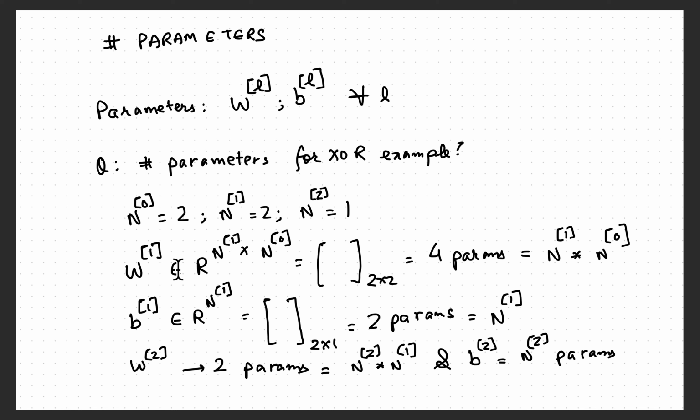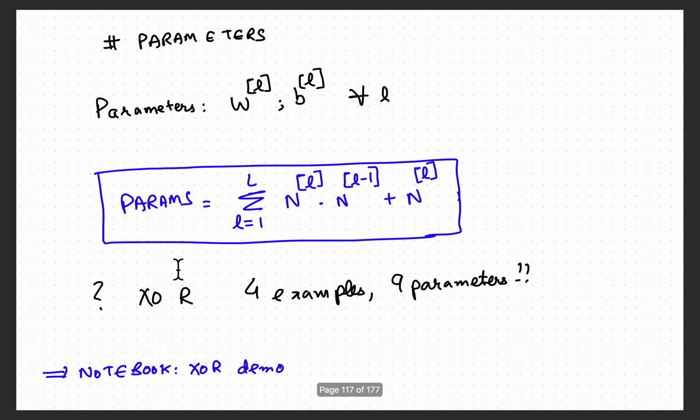The dimensionality of W2 will be n2 cross n1, which is a 1 cross 2 matrix. So 2 more parameters, 6 plus 2, 8 parameters. And finally, B2 would be the number of nodes in layer 2, which is just 1, thus 1 more parameter. Thus in total we have 9 parameters.